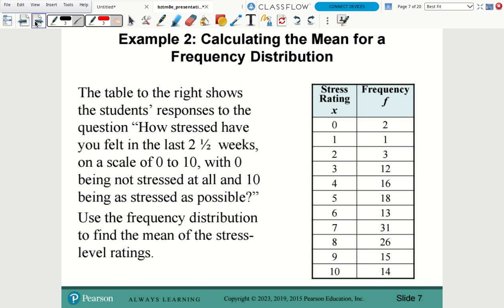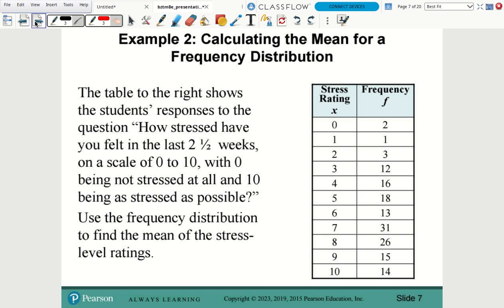Okay. So, how stressed have you felt in the last 2.5 weeks on a scale from 0 to 10, with 0 being not stressed at all, and 10 being as stressed as possible. Use the frequency distribution to find the mean of the stress level ratings. So what that means is this person got a rating of 0, right? So 0 happened how many times? Twice. So it would be 0, 2 times.